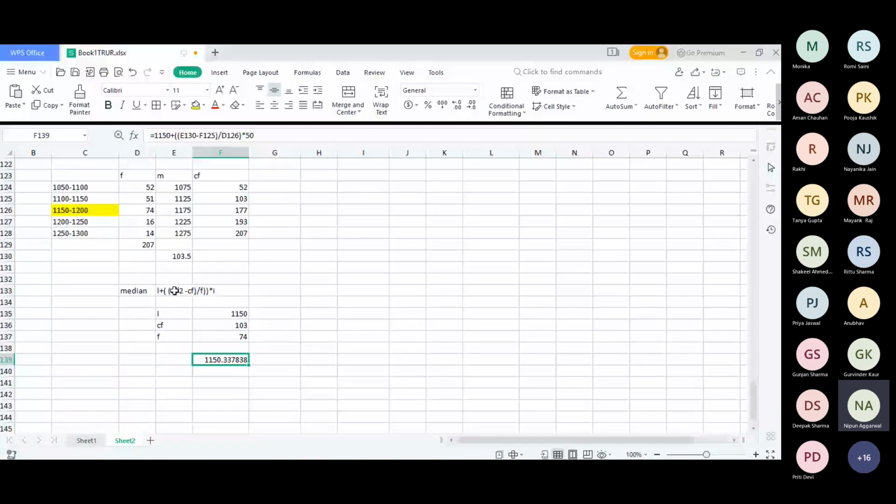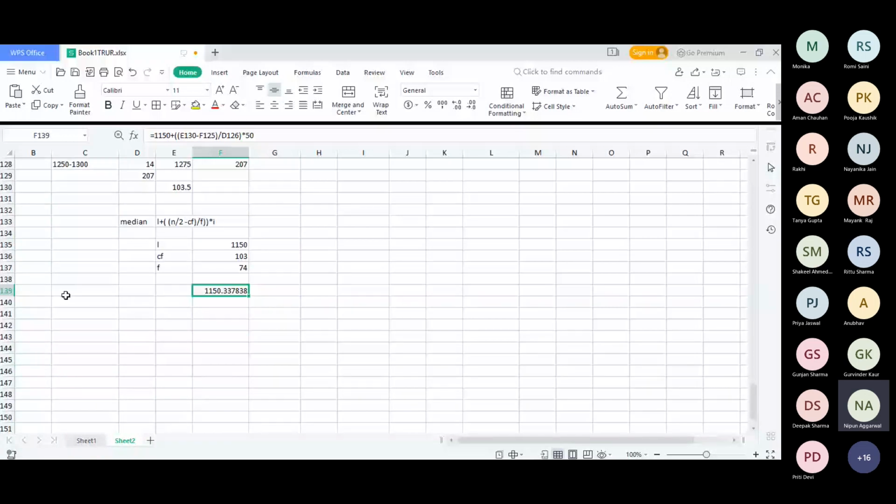Now in the family of this median only, we have other tools. We have quartiles, we have deciles in the same family of median, and we have percentiles. So we have three further tools available in the family of the median, that is quartiles, deciles, and percentiles.